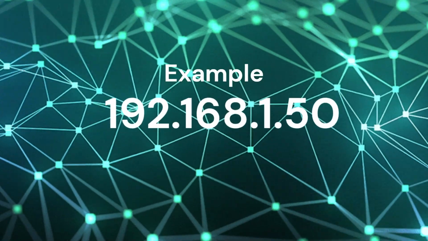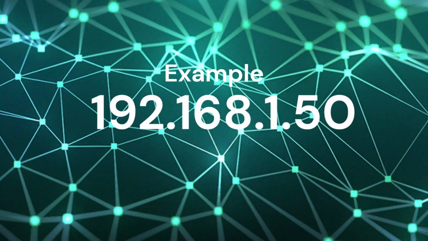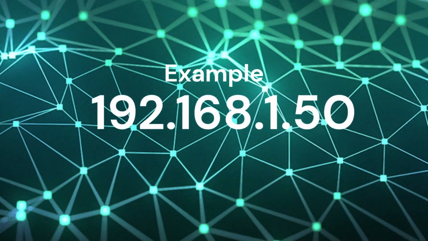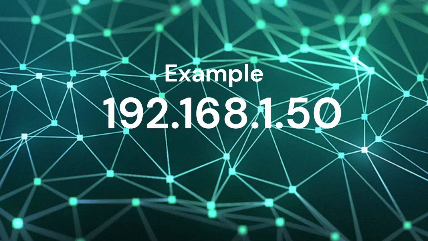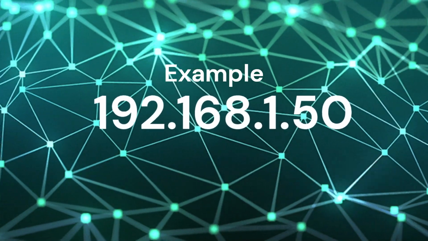IP address. An IP address is the identity of a device on a network. Think of it like a house address. Example: 192.168.1.50. This tells other devices where information should be delivered.